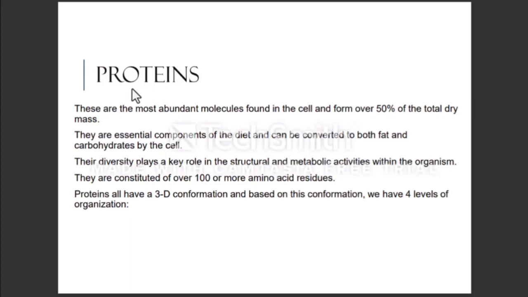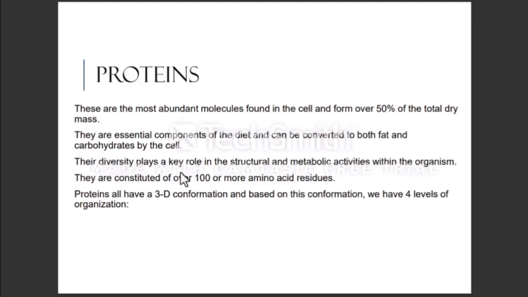Now I'm talking of proteins themselves. Proteins are the most abundant molecules found in the cells, and they form over 50% of the total dry mass of our body. They are essential components of the diet, and they can be converted to both fat and carbohydrate by the cells.